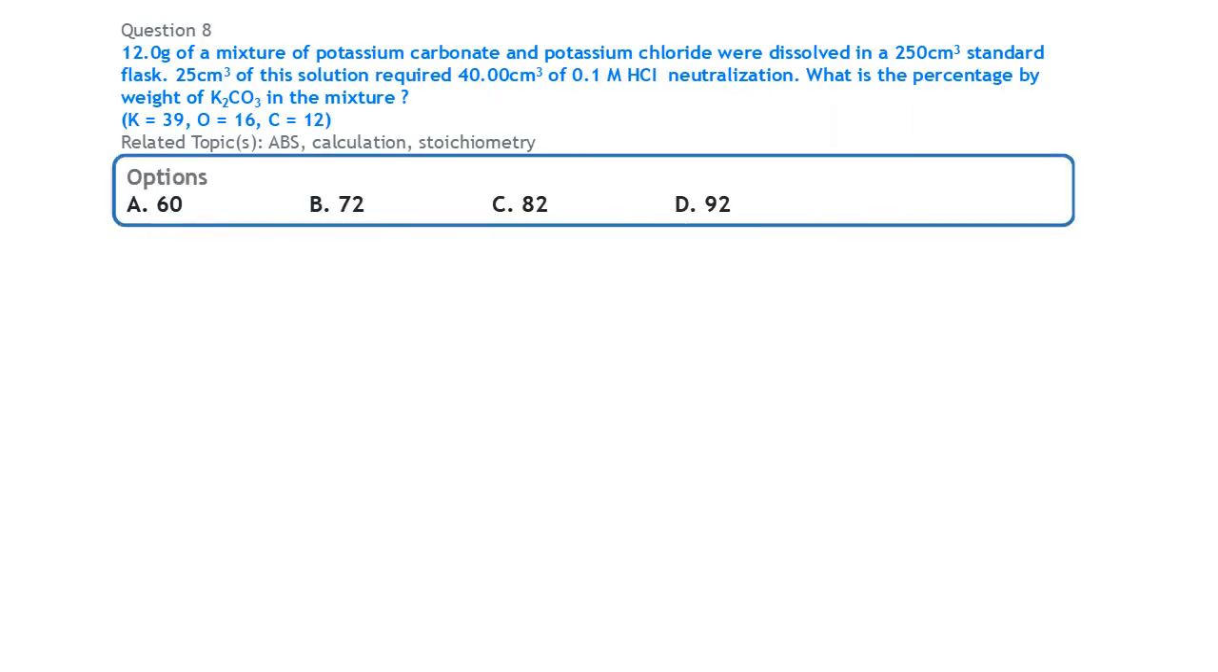Next, on acid, base and salt: 12.0 gram of a mixture of potassium carbonate and potassium chloride was dissolved in a 250 standard flask. 25 cm cube of this solution requires 40.0 cm cube of 0.1 mole per dm cube hydrochloric acid for neutralization. What is the percentage by weight of the potassium carbonate in the mixture? You have the atomic masses of the potassium, oxygen and carbon.